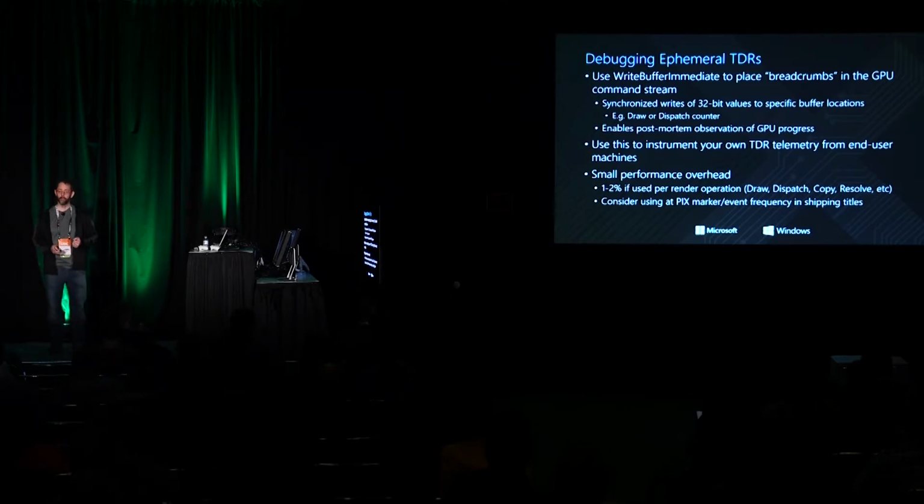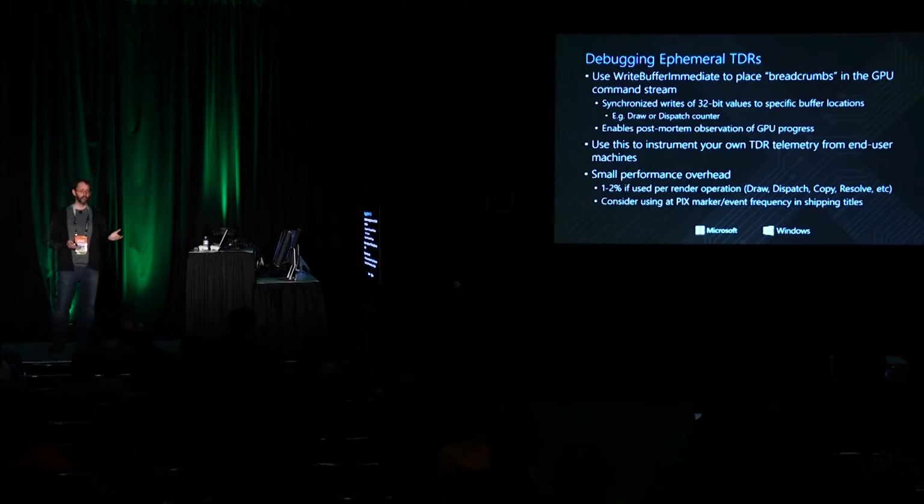Write buffer immediate has the ability to do synchronized writes of 32-bit values into a buffer that you can look at the contents of post-TDR, after a TDR has happened, to understand what breadcrumbs were written and know, okay, I know that my GPU got at least this far before TDR happened. You can take advantage of this. For those of you that are already gathering debug data from lab machines or from customers' machines, you will want to integrate these breadcrumbs into the data that you're gathering, giving yourself an opportunity to know, hey, I can see how far on that machine things got before the TDR.